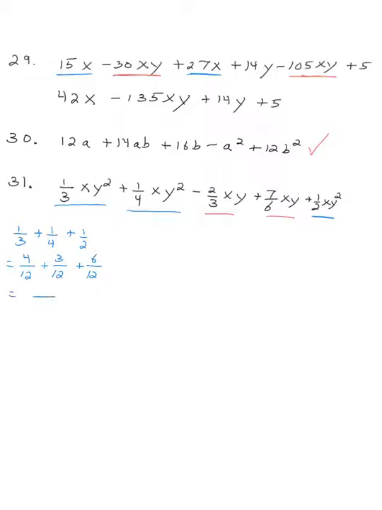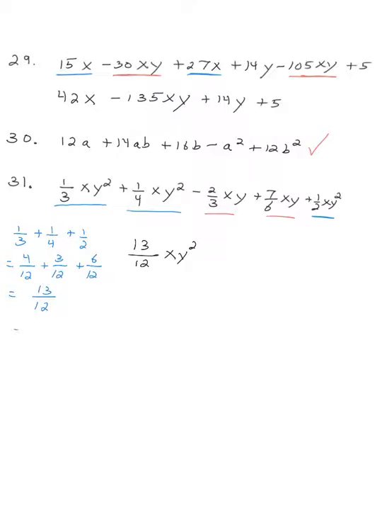That's a total of how many twelfths? We have 4 and 3 is 7, and 6 is 13. 13 twelfths. What does that all mean? We have 13 twelfths x, y squared terms. I think I'll do the same thing for the x, y's.